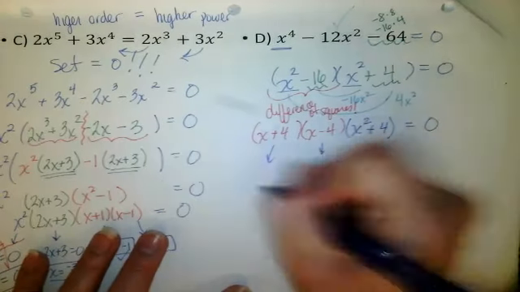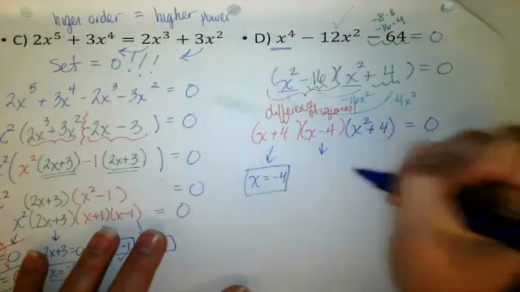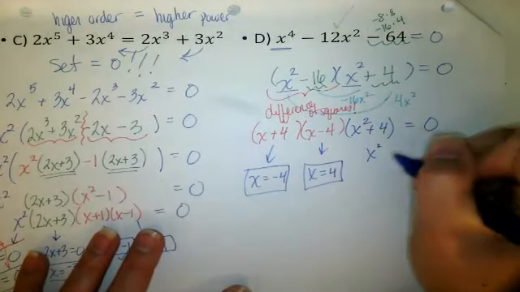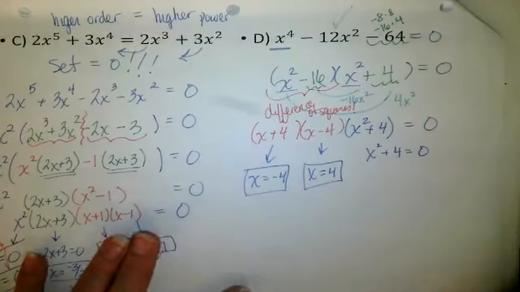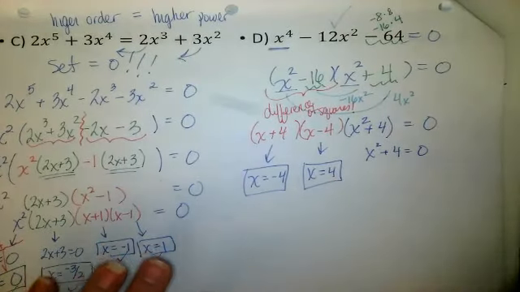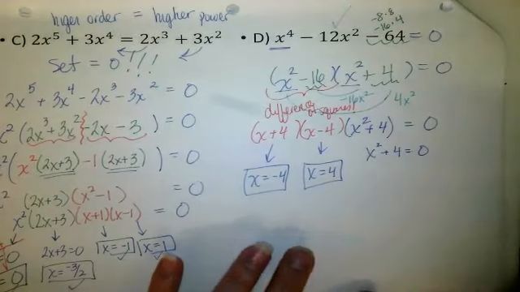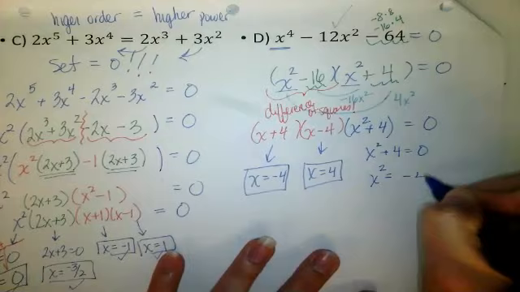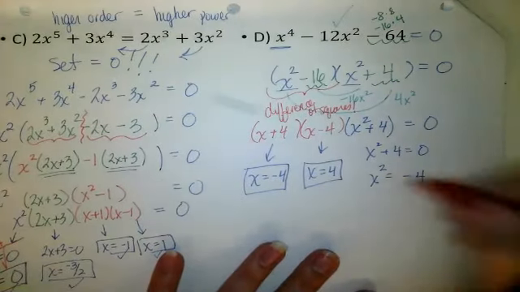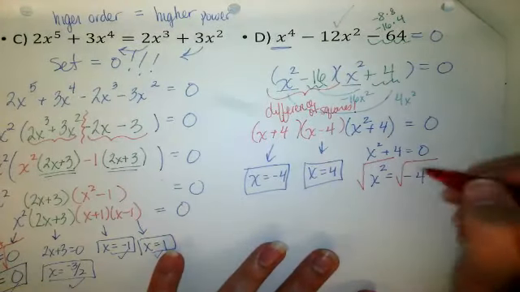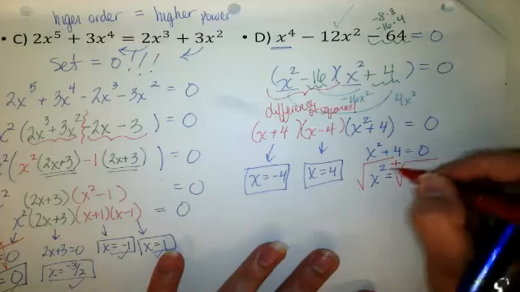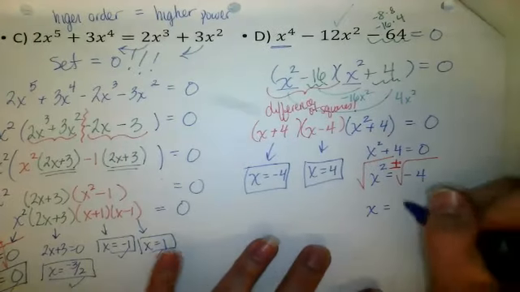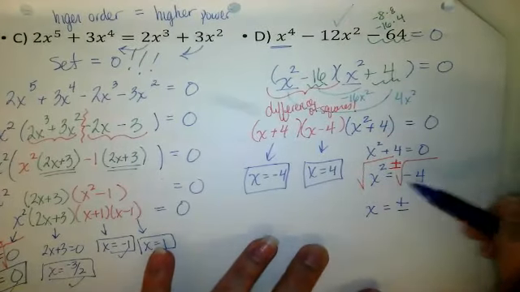All right, so I'm going to set each bubble equal to 0. So I get x equals -4 and x equals +4. And the last bubble, x squared plus 4, gets set equal to 0. And then we have to solve for x. So what do we need to do? Subtract 4. So we have x squared equals -4. And then what can we do? Square root. Don't forget the plus or minus. Yes. Plus or minus 2i.